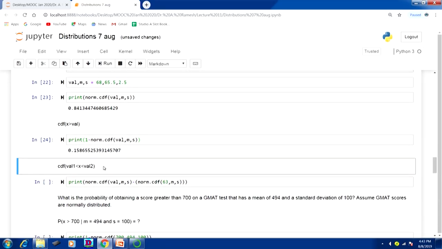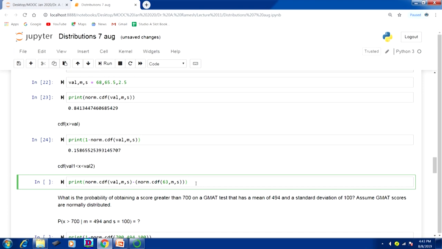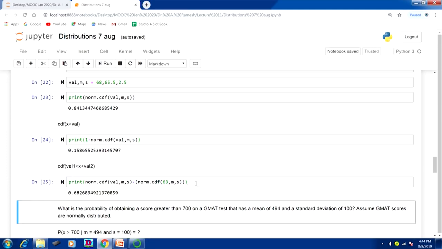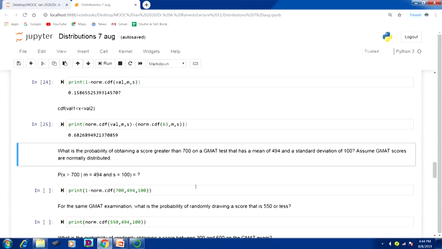Suppose you want to know the value between x1 and x2, for example, value 1 less than or equal to x less than or equal to value 2. So, it is very simple: print norm.cdf, you find out the upper limit and the lower limit. Simply you type the lower limit, because the values I have already declared. Now, suppose between 68 and 63, x values 68 and 63, if you want to know the area directly, it is very simple, it will save a lot of our time.